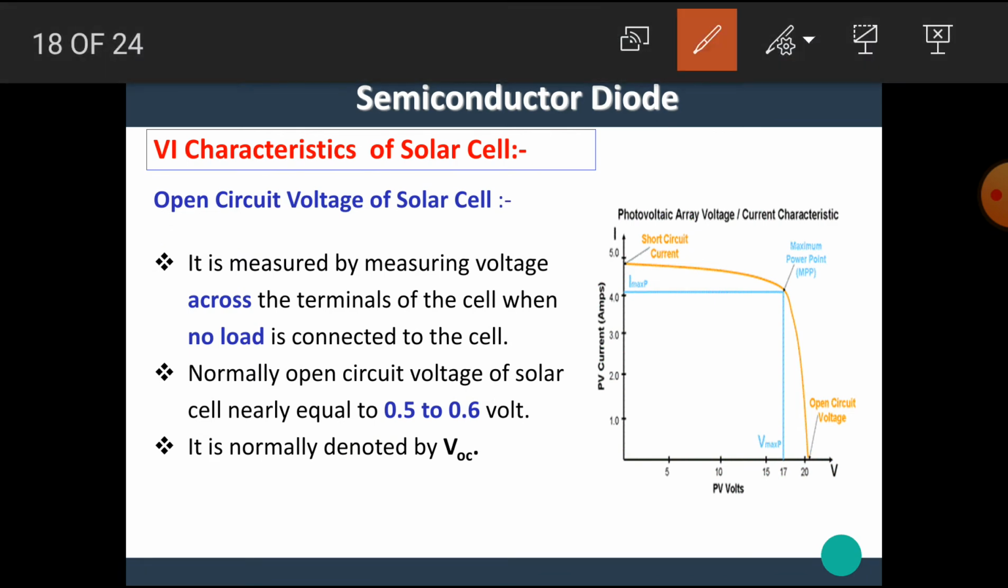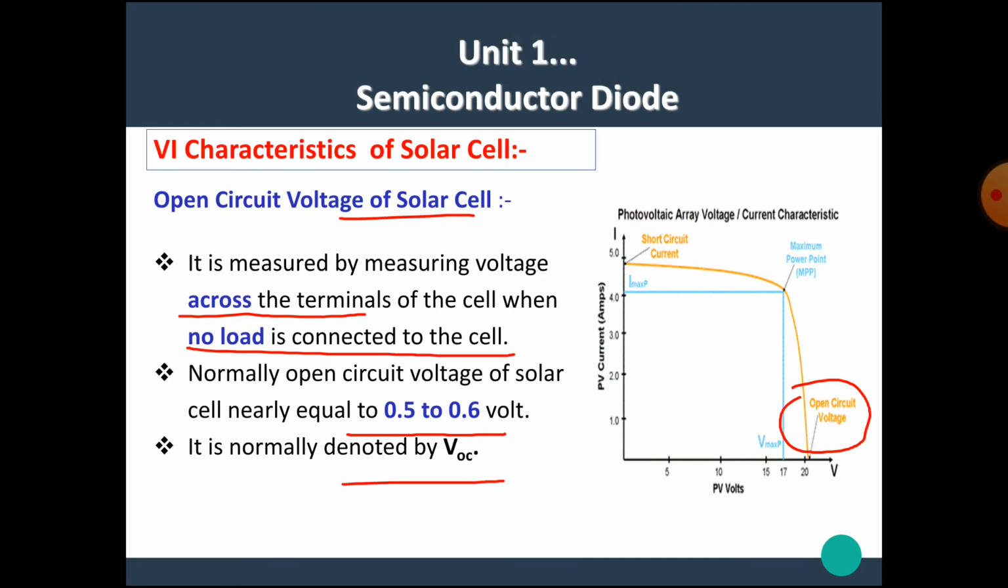The next term is the open circuit voltage of the solar cell. It is measured by measuring the voltage across the terminals of the cell when no load is connected to the cell. Normally, the open circuit voltage of a solar cell is nearly equal to 0.5 to 0.6 volt. It is normally denoted by VOC.